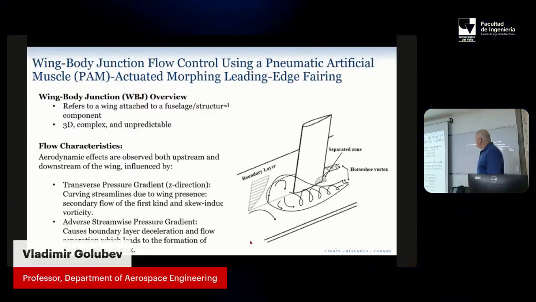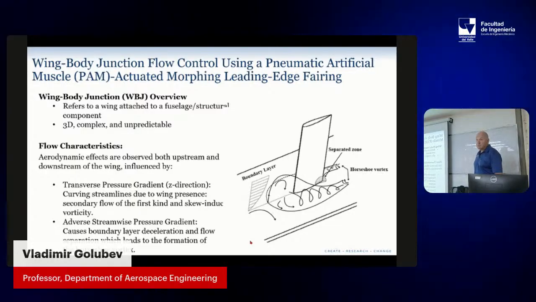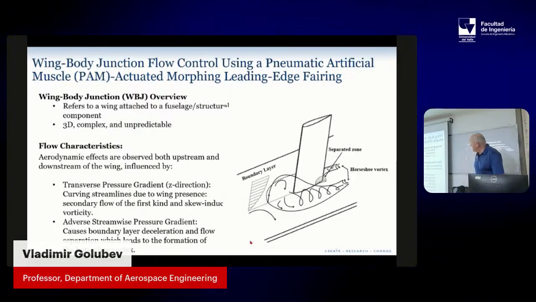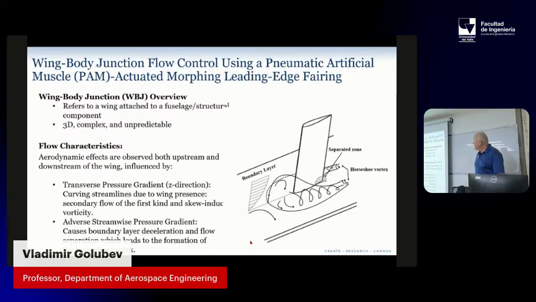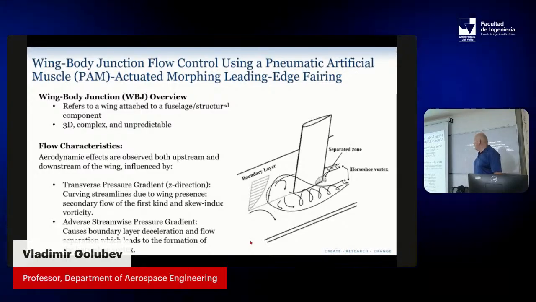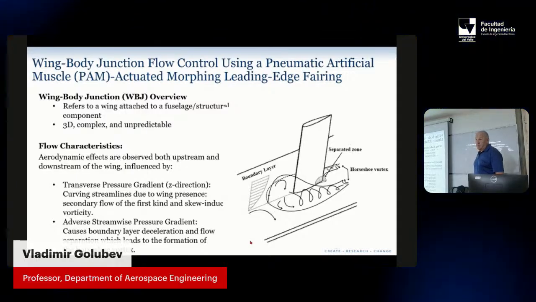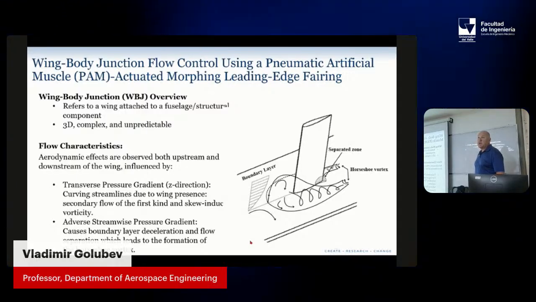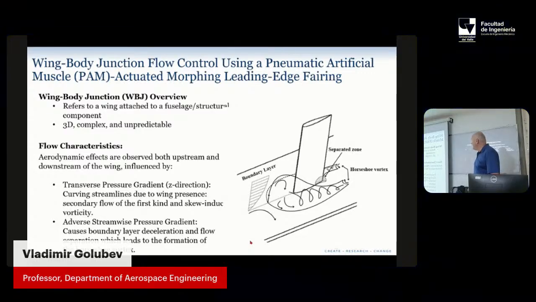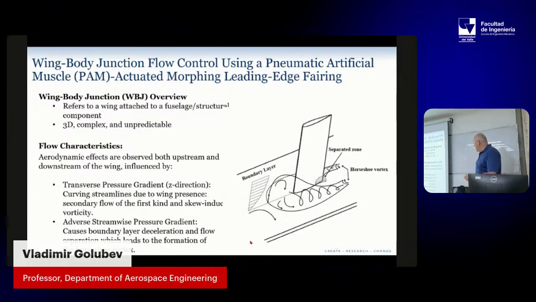It's all about what's called wing-body junction flow. If you look at this, this is the fuselage of the aircraft, this is the wing, and in the junction between them you have the junction vortex. This junction vortex creates a lot of problems. It creates a lot of drag and reduces efficiency. People have tried to fight it for 20 years.